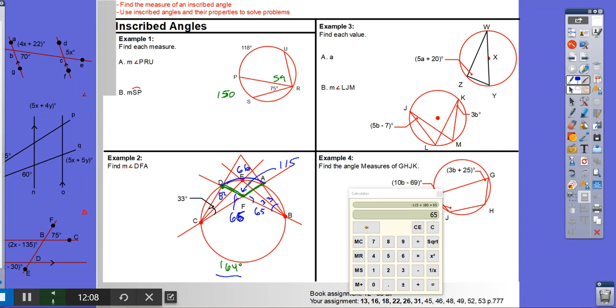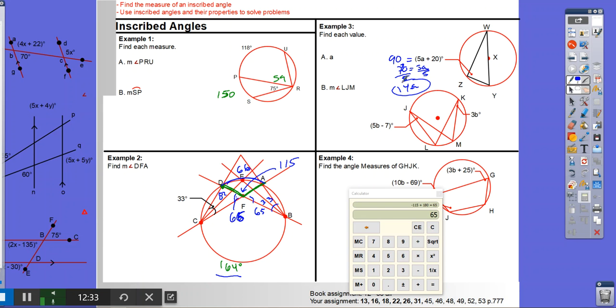Find the value of A. Oh, well, I know this has to be 90 degrees because we have a diameter here. So this whole thing is equal to 90. Subtract 20 from both sides, so 5A is equal to 70. Divide by 5, divide by 5, and we get A is equal to 14.